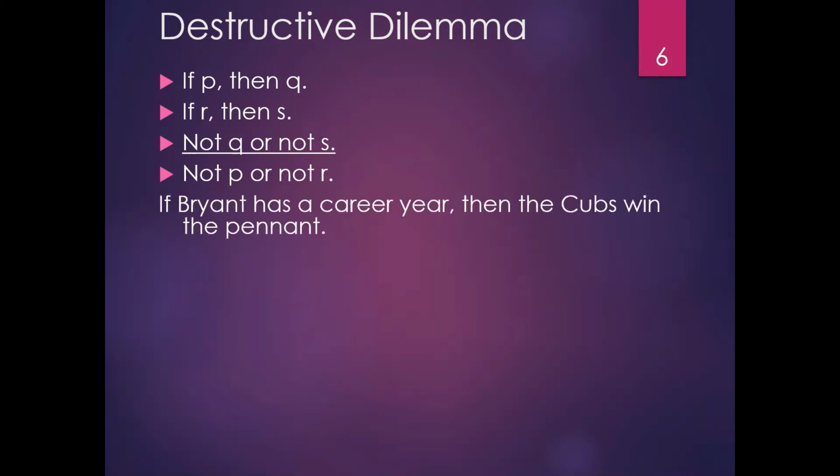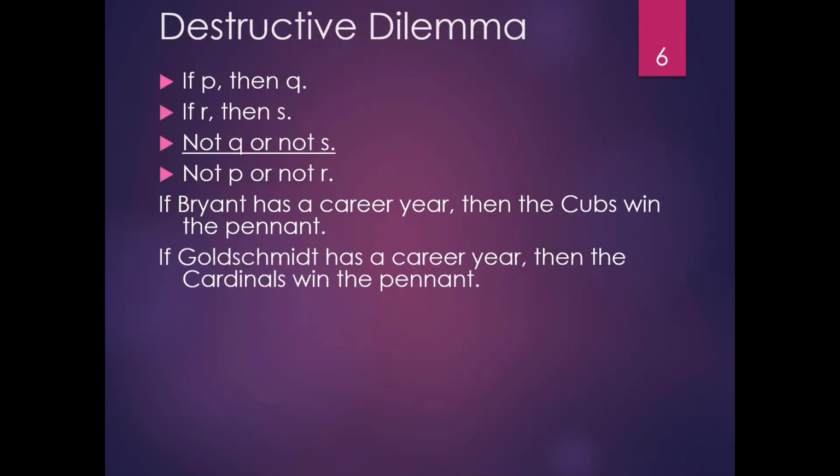Here's an example from the 2020-2021 time frame. If Bryant has a career year, then the Cubs win the pennant. If Goldschmidt has a career year, then the Cardinals win the pennant.